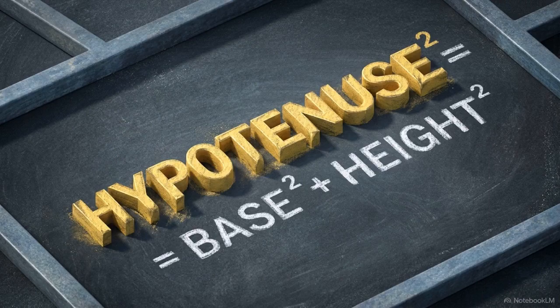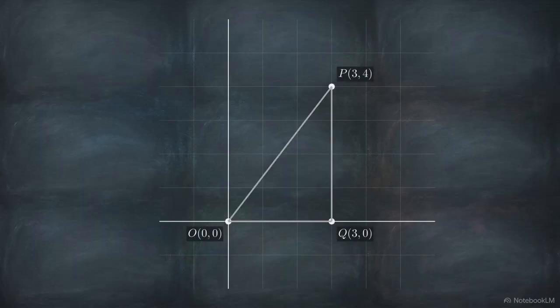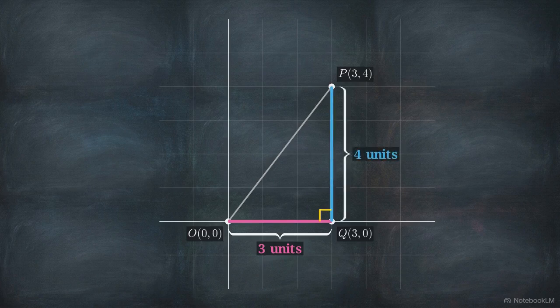The Pythagorean theorem states that in a right-angled triangle, the square of the hypotenuse equals the sum of the squares of the other two adjacent sides. Our constructed triangle is built directly into the grid. The horizontal base, OQ, runs along the x-axis, giving it a precise length of exactly 3 units. The vertical leg, QP, runs perfectly parallel to the y-axis, making it 4 units tall.